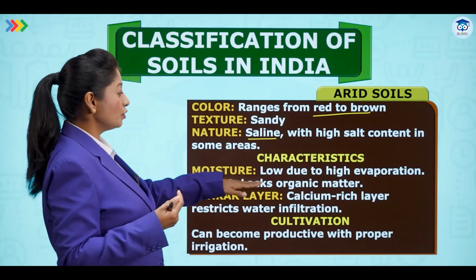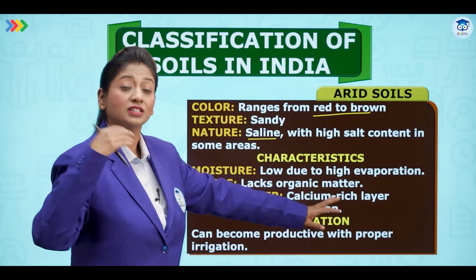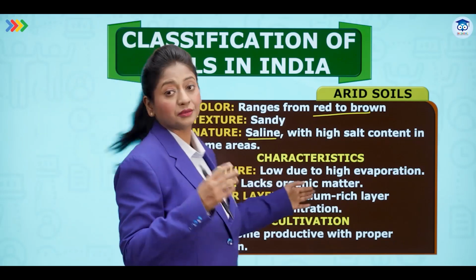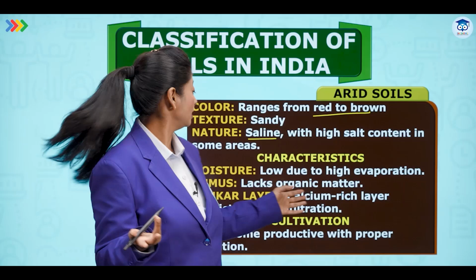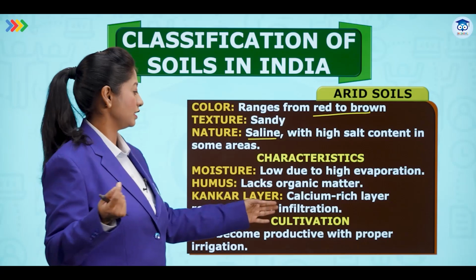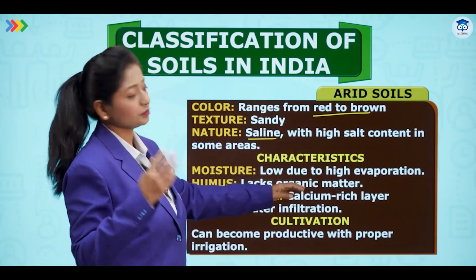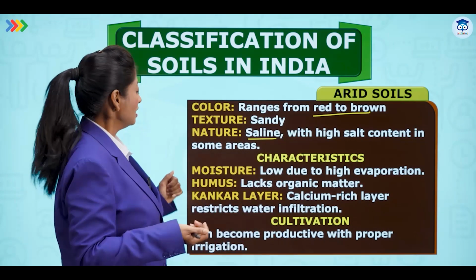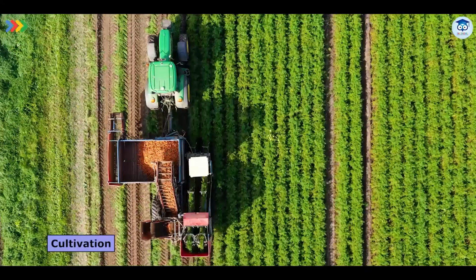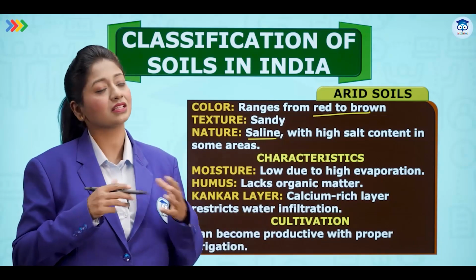Characteristics: moisture is low due to high evaporation. In that region there is high temperature, so evaporation takes place more, which is why moisture content is low. Humus lacks organic matter; the organic matter is barely there in that soil. The kankar layer, a calcium-rich layer, restricts water infiltration. So a lot of water has to be provided for cultivation to become productive with proper irrigation techniques, otherwise it is not very good for crop cultivation.